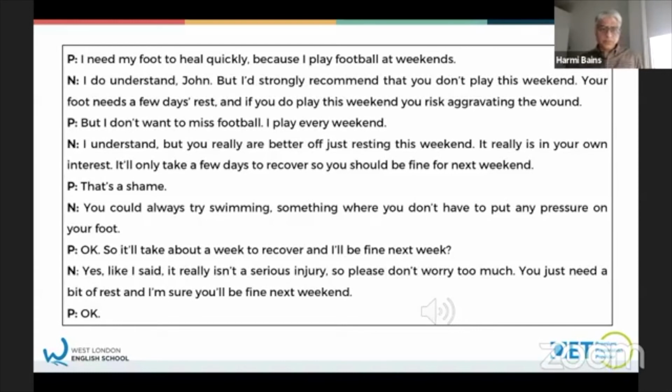I need my foot to heal quickly because I play football at the weekends. I do understand, John, but I'd strongly recommend that you don't play this weekend. Your foot needs a few days rest, and if you do play this weekend, you risk aggravating the wound. But I don't want to miss football. I play every weekend. I understand, but you really are better off just resting this weekend. It really is in your own interest. It'll only take a few days to recover, so you should be fine for next weekend. It's a shame. You could always try swimming, something where you don't have to put any pressure on your foot. Okay, so it'll take about a week to recover and I'll be fine next week? Yes, like I said, it really isn't a serious injury, so please don't worry too much. You just need a bit of rest and I'm sure you'll be fine next weekend. Okay.